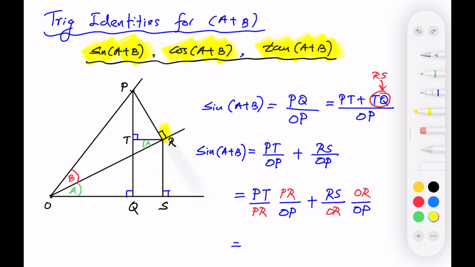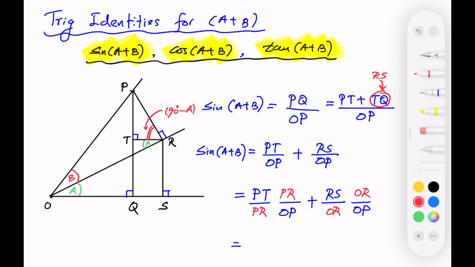Since this is 90 degrees, we have this angle right here also to be equal to 90 degrees. If that complete angle is 90 degrees, what can you say about the angle inside right here? Since this complete angle is 90 degrees, I need to subtract the A from that angle. So the angle right here should be equal to 90 minus A. Well, now I can write down PT over PR as sine 90 degrees minus A.